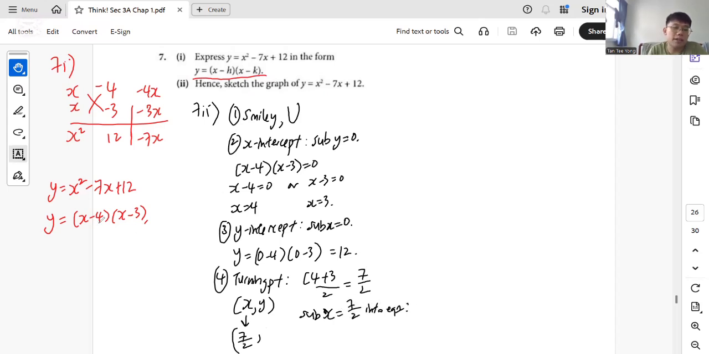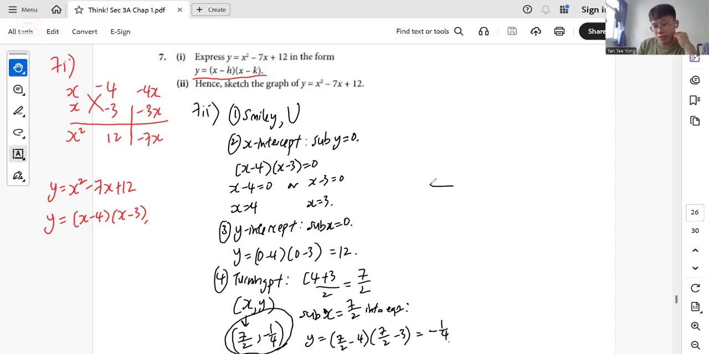What equation? The curve equation. So y equals 7 over 2 minus 4 times 7 over 2 minus 3. This is just 3.5 minus 4 and then 3.5 minus 3. So this is negative 1 over 4. So my turning point is 7 over 2 comma negative 1 over 4.